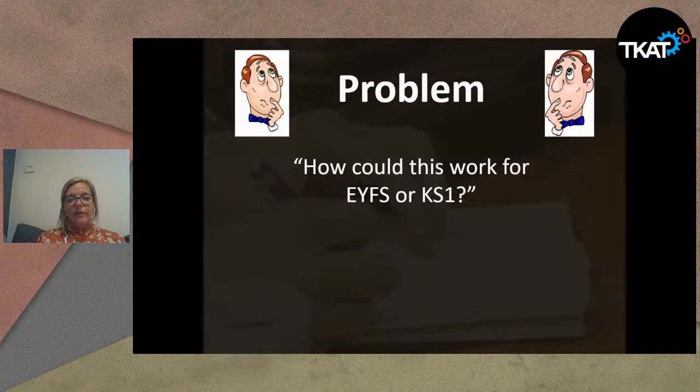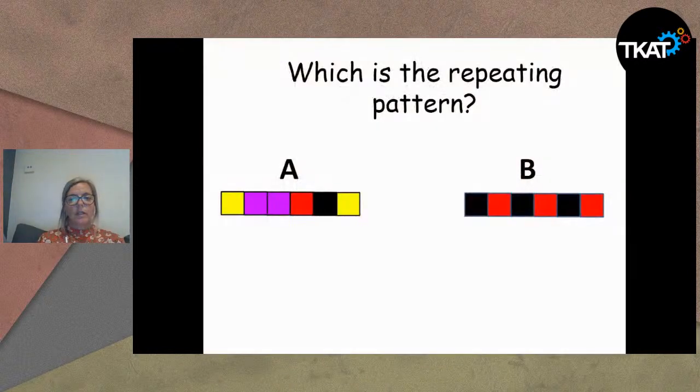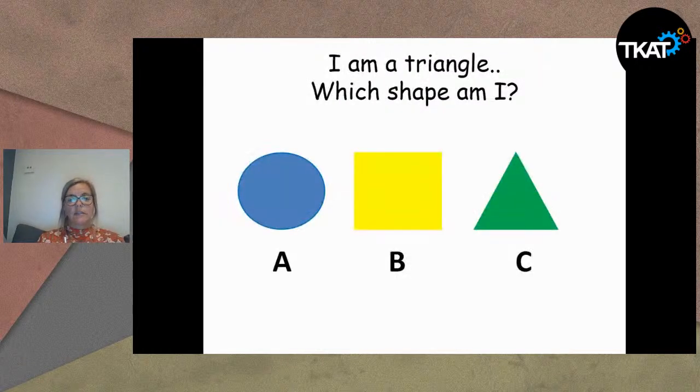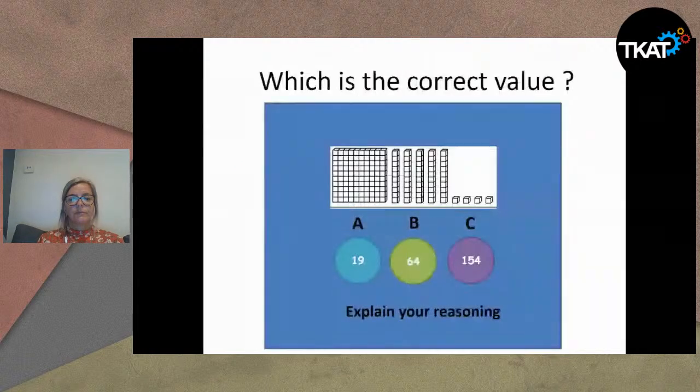So how could this work for early years or Key Stage 1? Well, you can reduce the amount of answers that you give, and children can just click on the correct answer. There's another example there. And another one there. Again, children can explain their reasoning if you give them the opportunity.